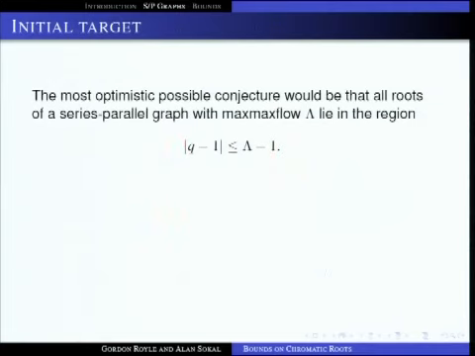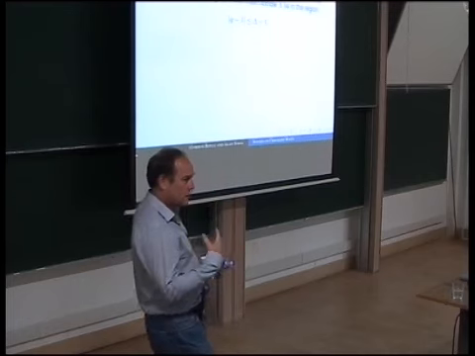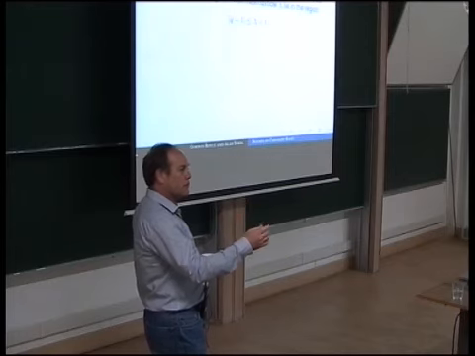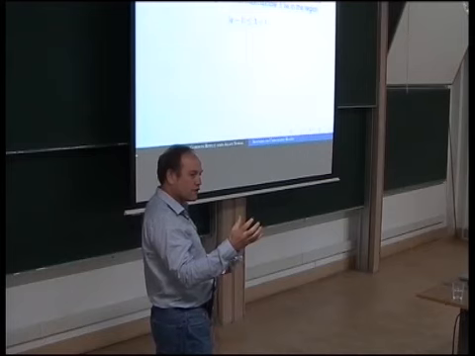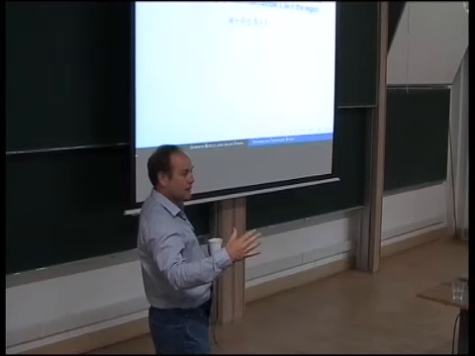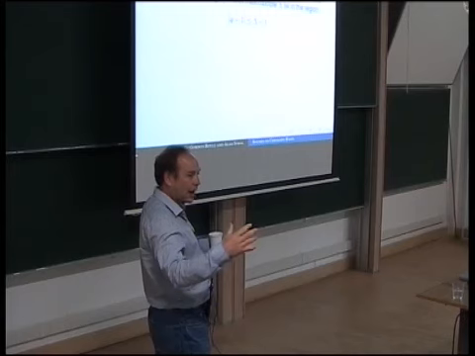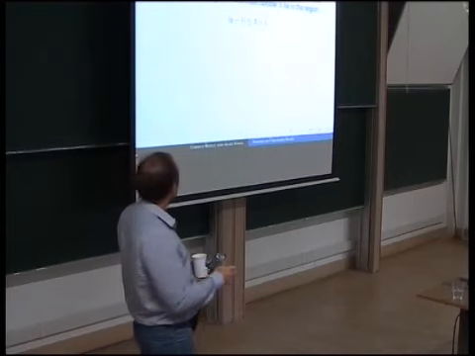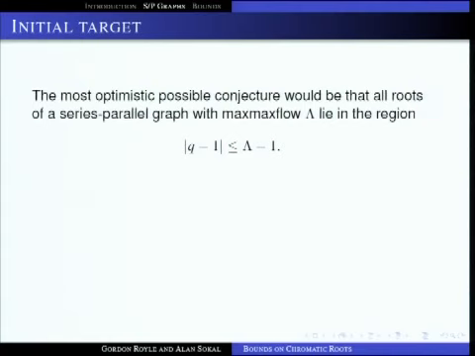Well, let's be really optimistic and say, well, let's hope that the region is q minus 1 is less than or equal to lambda minus 1. That would be nice. Now, Alan computed the same thing for the leaf contracted trees, where you take, instead of a binary, a ternary tree. And then the roots converge to the circle q minus 1 equals 3. And if you take a branching factor r, they converge to the circle q minus 1 equals r minus 1, or r. So that was, I guess, the first hopeful question or conjecture.